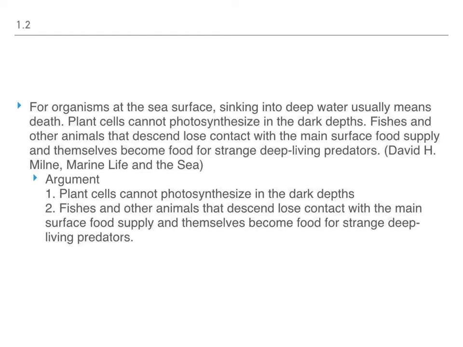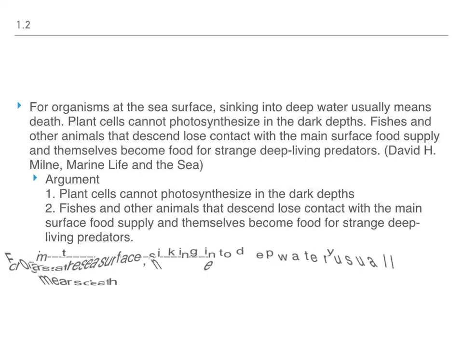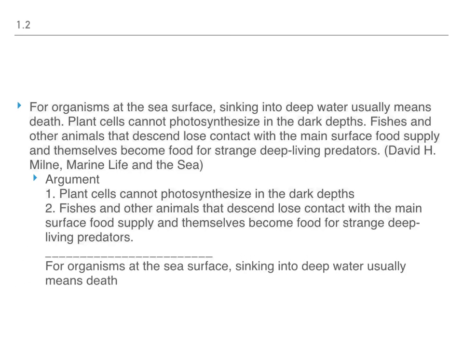Now remember, it looks like there are two sentences there. The second sentence, really, if you want to make it into a third premise and say fishes and other animals that descend become food, themselves become food for strange, deep living predators, you might be able to do that. To me, it seems better to leave them together in this way because the ideas are related, and that's the way the person has presented it in the actual English. So then that's all that there is. So now we represent the therefore, and here is the conclusion. For organisms at the sea surface, sinking into deep water usually means death.